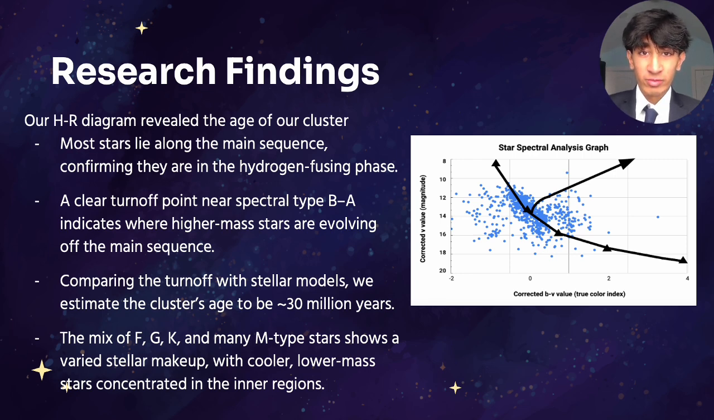Our HR diagram revealed the age of our cluster. We found out that most stars lie along the main sequence, confirming they are in the hydrogen fusing phase. A clear turnoff point near spectral type B8 indicates where higher mass stars are evolving off the main sequence. Comparing the turnoff with stellar models, we estimate the cluster's age to be approximately 30 million years old. The mix of F, G, K, and many M-type stars shows a varied stellar makeup, with cooler, lower mass stars concentrated in the inner regions.